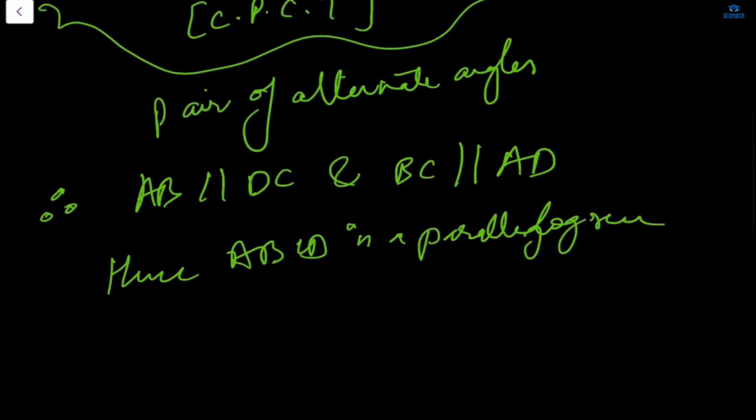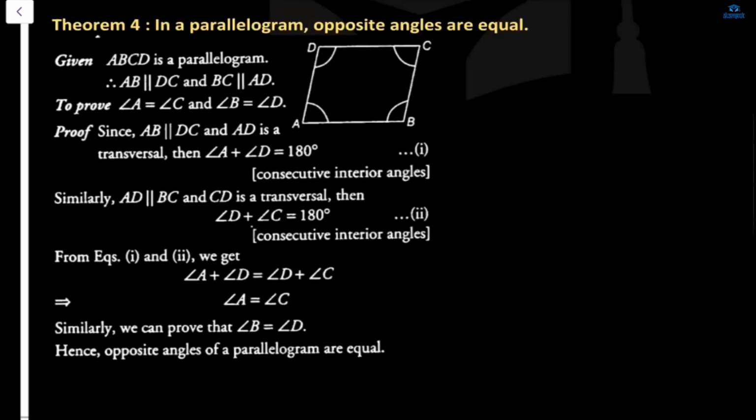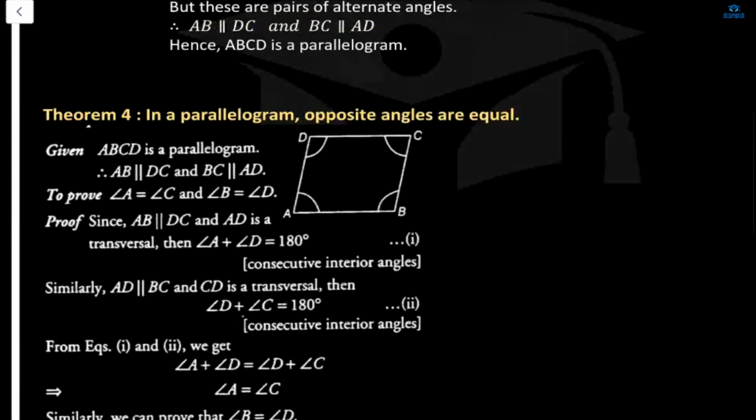Now let's see theorem 4. What does theorem 4 say? In a parallelogram, opposite angles are equal. What we have to prove is that opposite angles are equal in a parallelogram. Opposite angles means angle A is equal to angle C and angle B is equal to angle D. What is given? That the figure is a parallelogram, meaning opposite sides are parallel: AB is parallel to DC, and BC is parallel to AD.